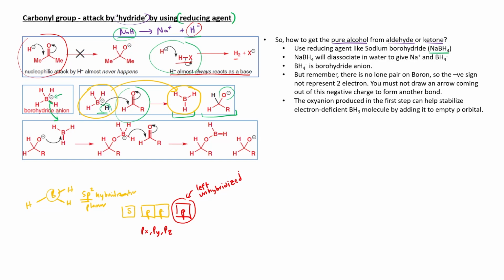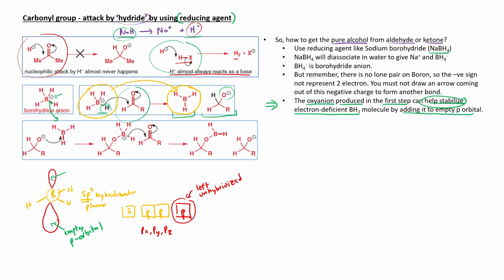unhybridized. So if you look at this boron with the BH3, what does it mean? This special molecule has an empty p orbital, which is ready to accept the 2 electrons. So that's the reason the oxygen anion produced in the first step can help stabilize the electron deficient BH3 molecule by adding it to the empty p orbital.